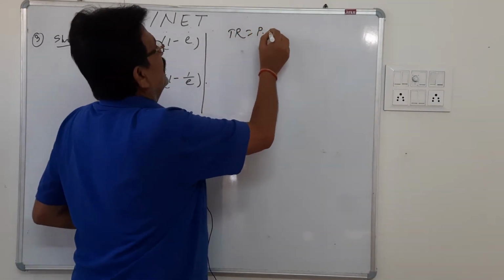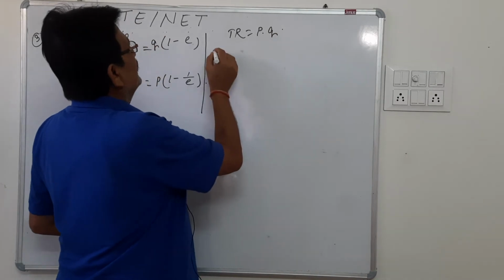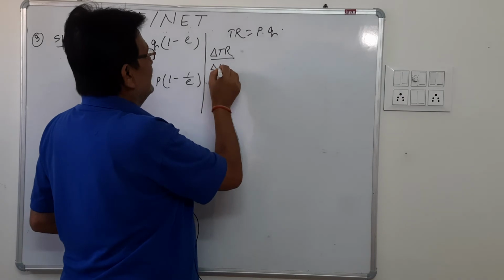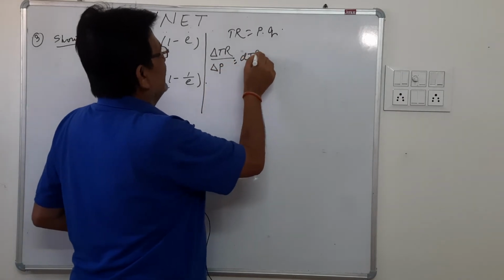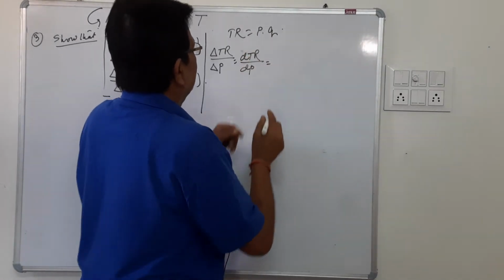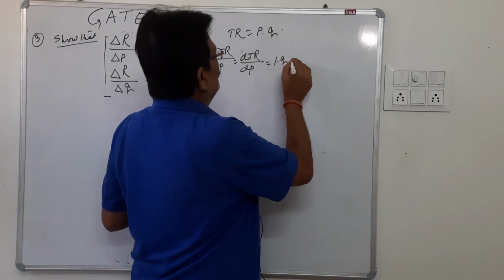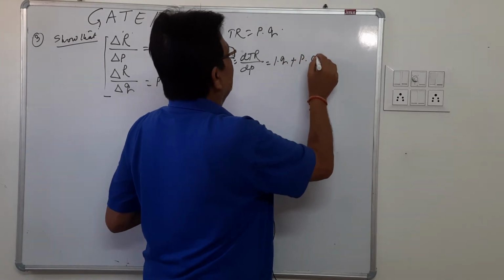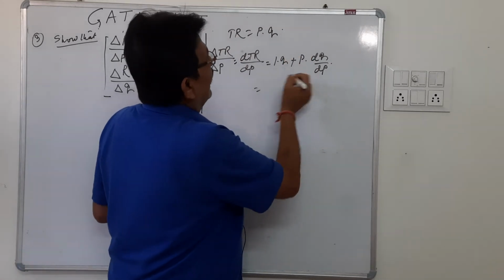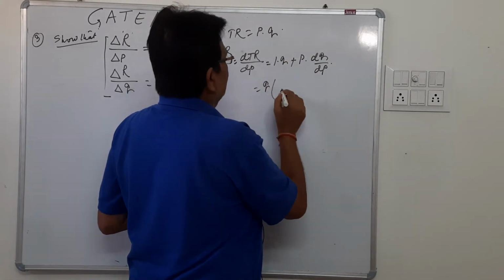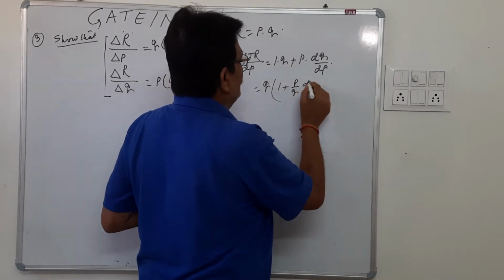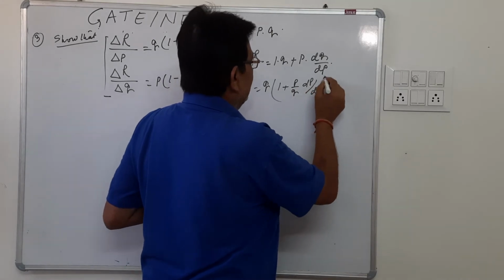TR is P into Q. So delta TR by delta P, that is dTR by dP, is the differentiation of P into Q. So 1 into Q plus P into dQ by dP. Now this Q could be taken outside. So Q times 1 plus P by Q into dP by dQ.